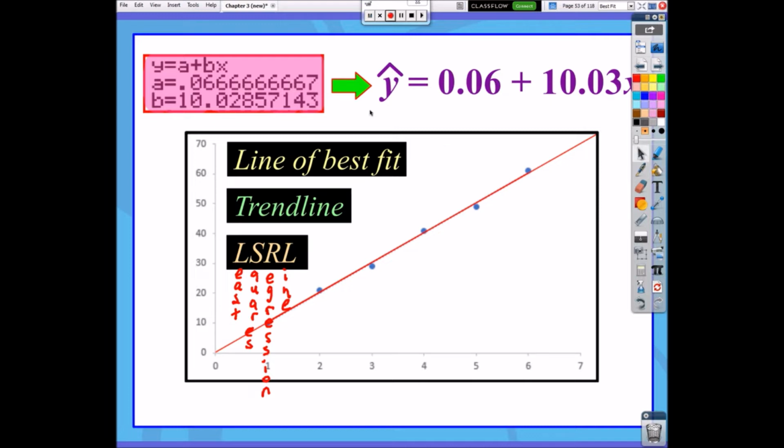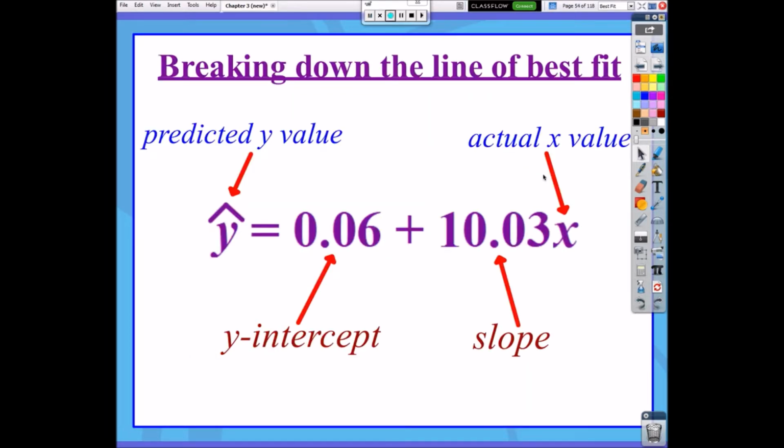Now, here is the equation of this linear equation. We're going to refer to this little rooftop symbol as y hat. So y hat equals our y-intercept, which is 0.06, and you can't really tell based on this graph, but it starts up just a smidge, and then it's got a slope of 10.03, rounded to 4 sig figs. So again, y hat is our predicted value, this is our y-intercept, here's our slope, and the x is going to be an actual x value.